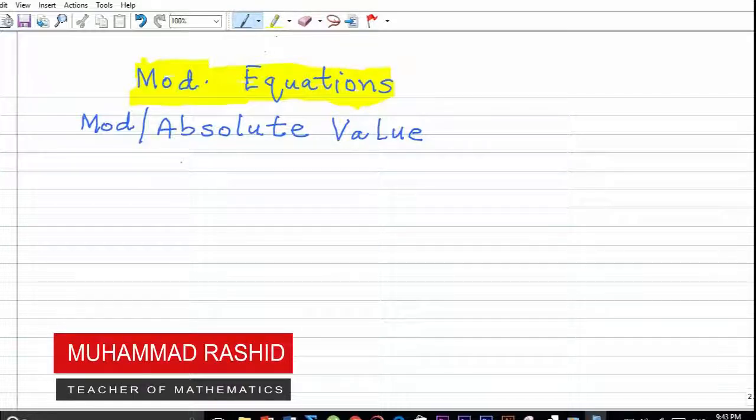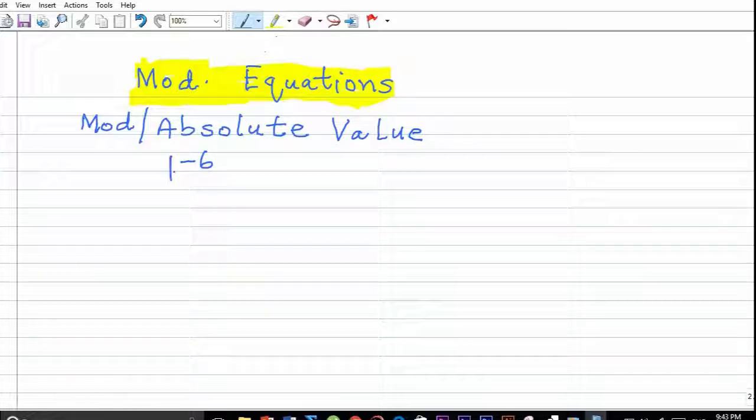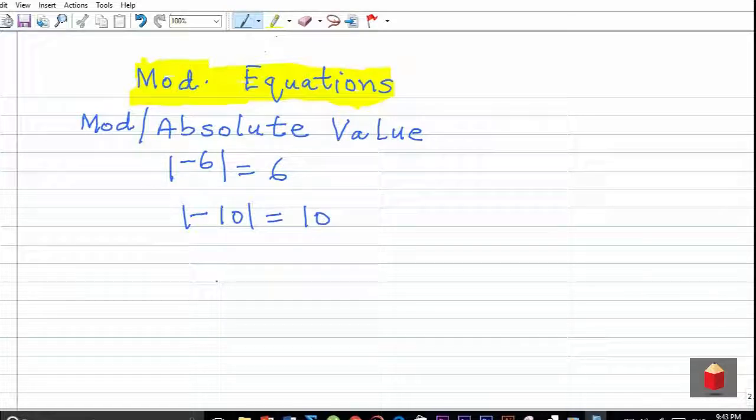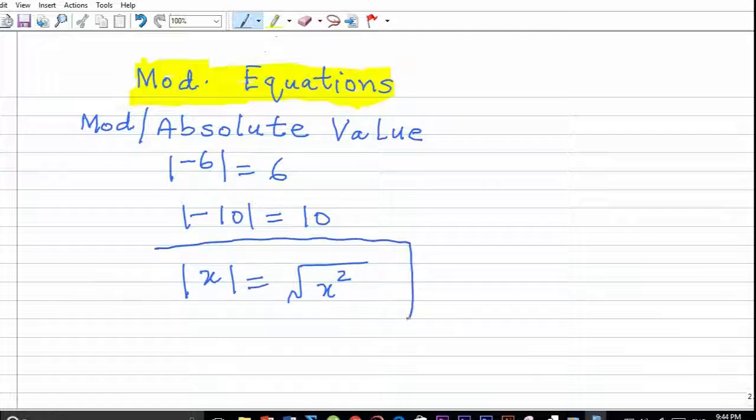Today's lecture is about the solution of mod equations. Modulus, also known as absolute value of a number, takes the number within two straight brackets and converts it into a positive number. Mod of negative 6 is equal to 6. Similarly, the mod value of negative 10 is equal to 10. In general, the modulus value of a number x is equal to square root of x squared. From here we can see that the mod of a number is always a positive number.